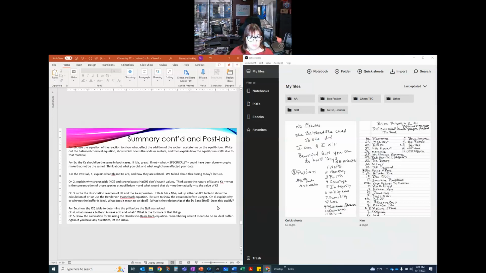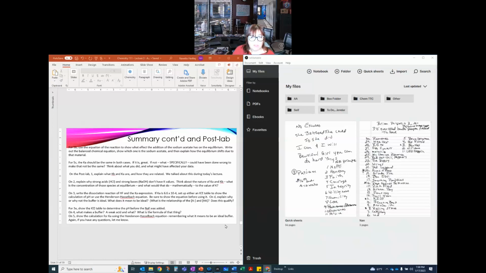Okay. For 5C, the Ka should be the same in both cases. If it is, great. If not, what specifically could have been done wrong to make them not be the same? Now, I know that you didn't do this experiment yourself. I understand that. But you should have enough information to know what was done. The pH probe was put into that solution, some HCl and NaOH was added to it. What could possibly have gone wrong that might make those numbers different? So think about anything that might have happened, okay?